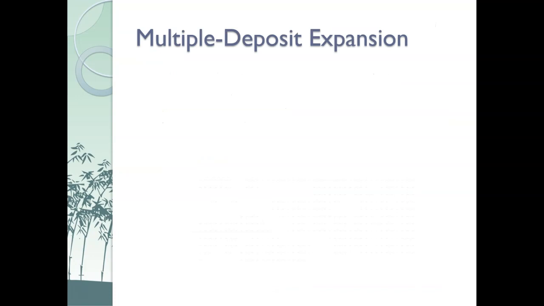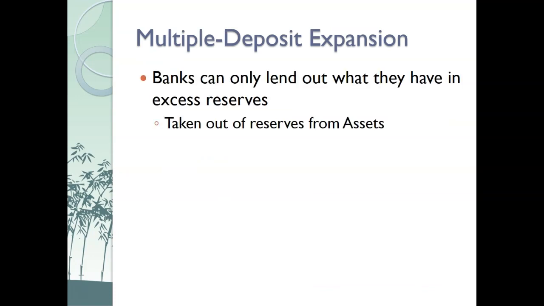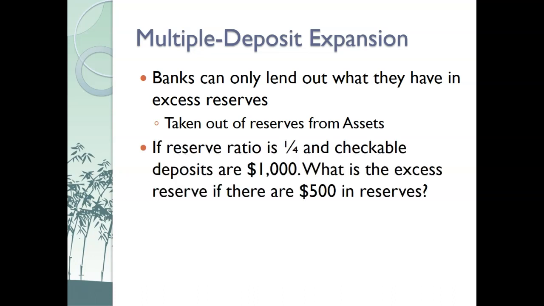So, multiple deposit expansion banking. Banks only lend out what they have in excess reserves, and we're going to assume they'll lend out 100% of that. For instance, if the reserve ratio was 1/4, and a checkable deposit of $1,000, and there are $500 in reserves, how much is the excess reserves? Go ahead and take a moment, see how you do with that one.